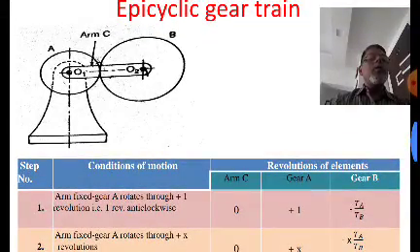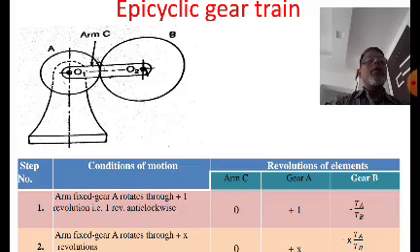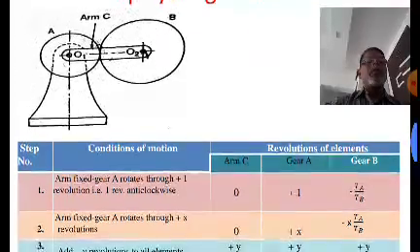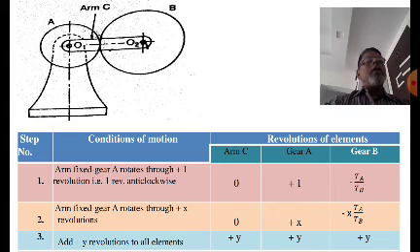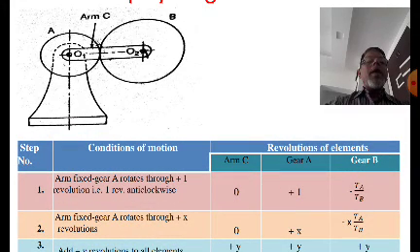Now this type of problem you can solve either by the tabular method or by the algebraic method. But the tabular method is the easiest method, and so we'll consider here the tabular method only. In the tabular method, this table always consists of three main columns. Step number 1, condition of the motion and the revolution of the elements. Under this revolution of the elements, we can again take a number of columns, and that depends on the number of the elements.